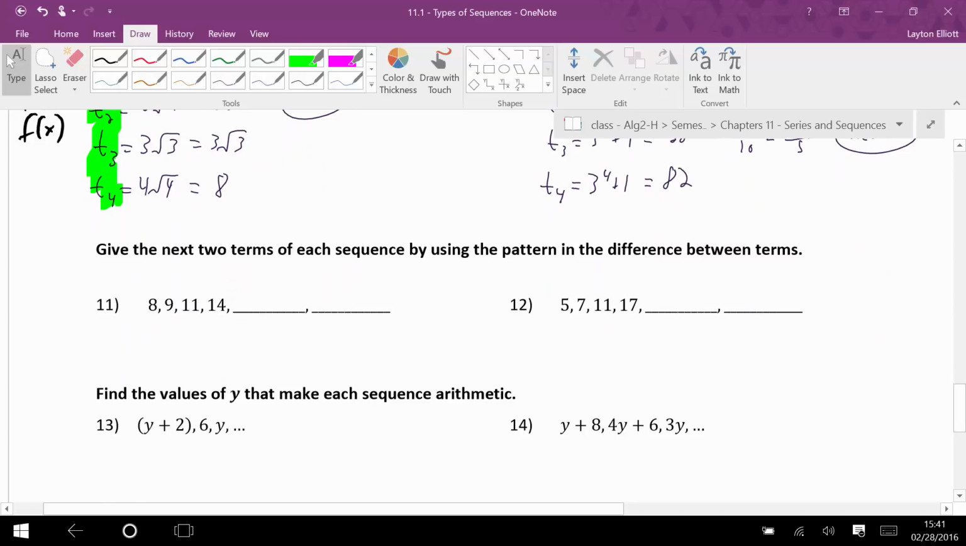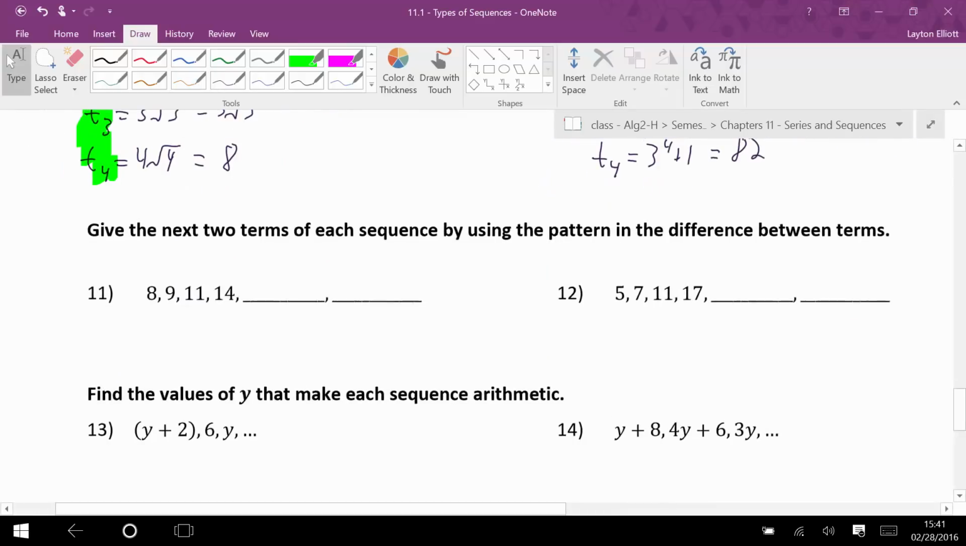Okay. This is an interesting style. It says give the next two terms by using the pattern and the differences between terms. This is some very, very solid intelligence testing here, because we go from 8 to 9 to 11 to 14. Well, what's happening to get from 8 to 9 is that you're adding 1. And you get from 9 to 11, you're adding 2. You get from 11 to 14, you're adding 3. So the next set, we are going to add 4. And you get to 18. Then the next set, we're going to add 5 to get to 23.